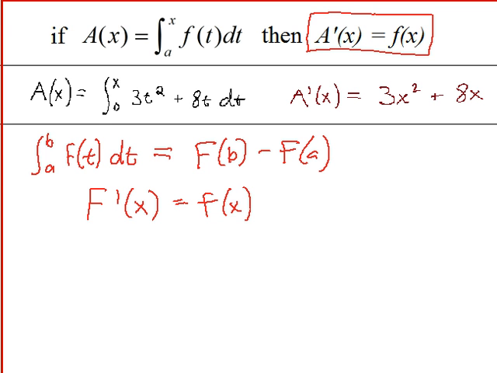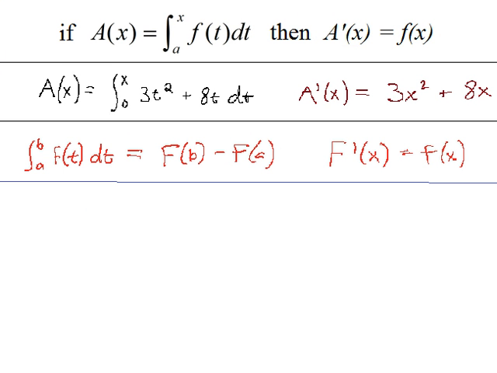The conclusion of the second fundamental theorem of calculus is that A prime of x is equal to f of x. So in order to demonstrate that, what I would like to do is define A of x using the first fundamental theorem of calculus. Once we have used the first fundamental theorem of calculus to define A of x, then we can pretty quickly figure out what A prime of x is.